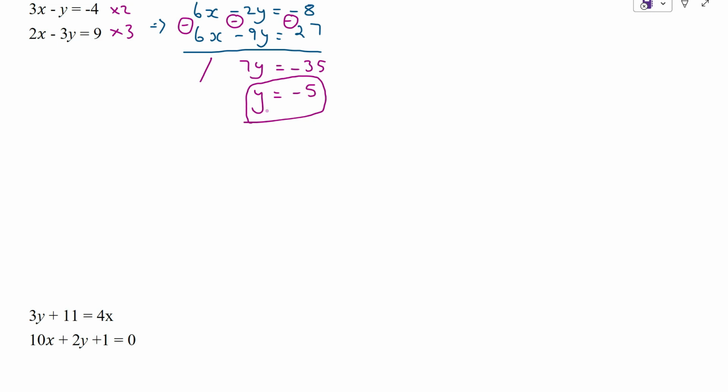So now we've got a value for y. Let's find the corresponding value for x. Now you can use any of these equations, but I prefer to use the original equations just because that is what we're working with and that is where we want our values to match. So it just reduces any room for error. Okay, so 3x, which is what we're trying to find out, minus minus 5 equals minus 4. 3x plus 5, take it over, is minus 9. x equals minus 3.